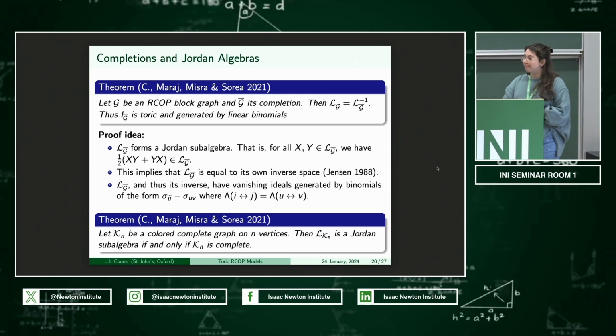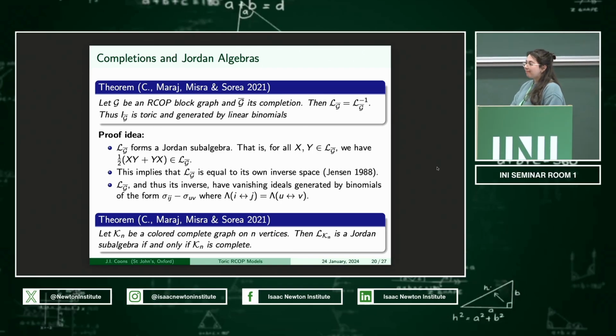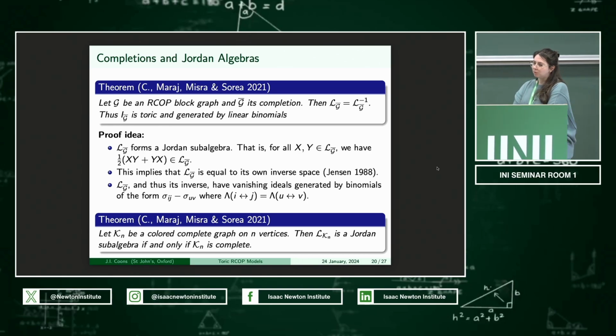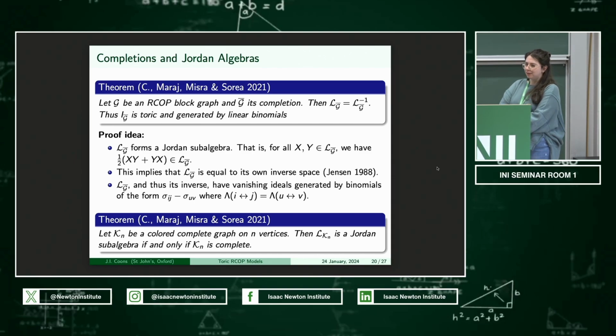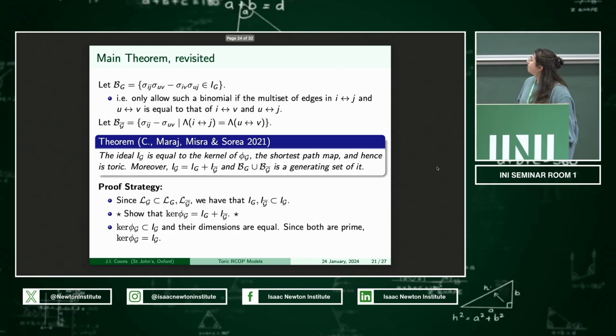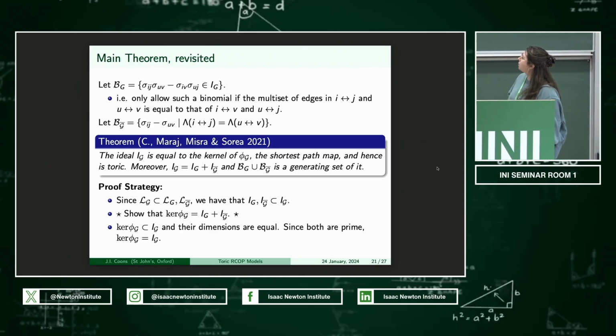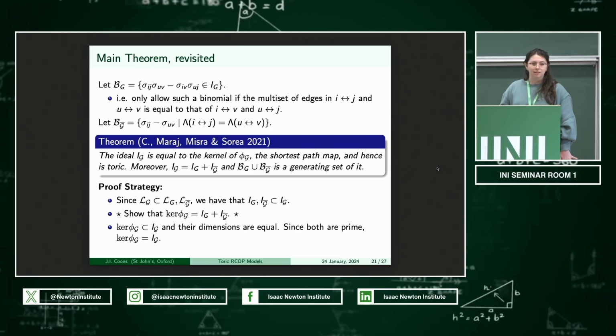So does this suggest that your proof strategy will only work in the RCOP case? Yes. And so that's actually a conjecture, that if you're not RCOP, then you're not going to be toric. At least we don't have any examples of that ever happening. Okay, so now we know all of the things that we need to really understand the main theorem.